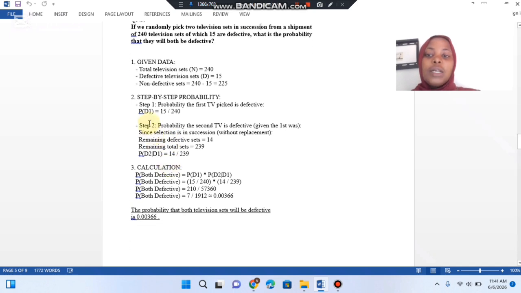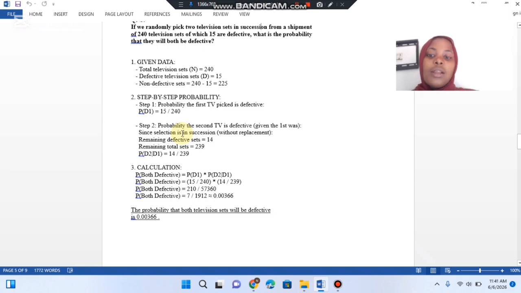Both be defective, we are given data. Total television sets, we have 240. So defective television sets, we have 15. So we get the non-defective sets equals 240 minus 15, we get 225. Then the probability that the first TV picked is defective is 15 out of 240.